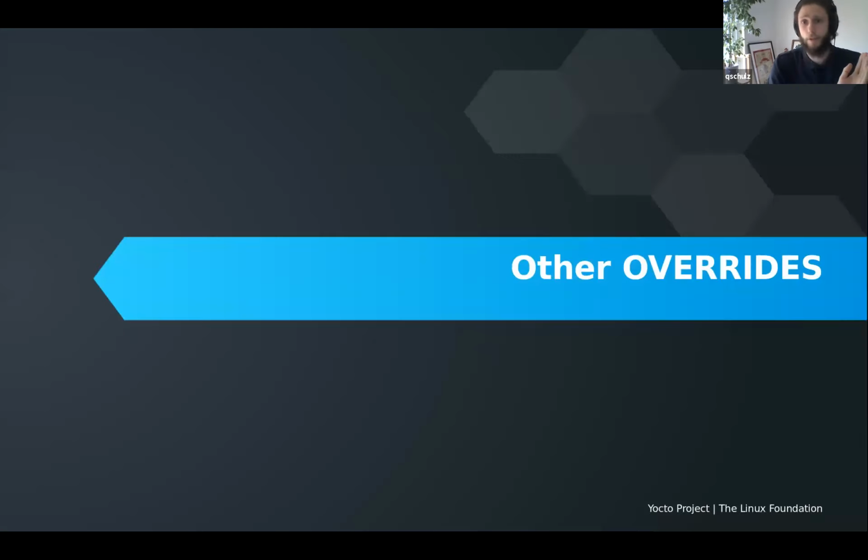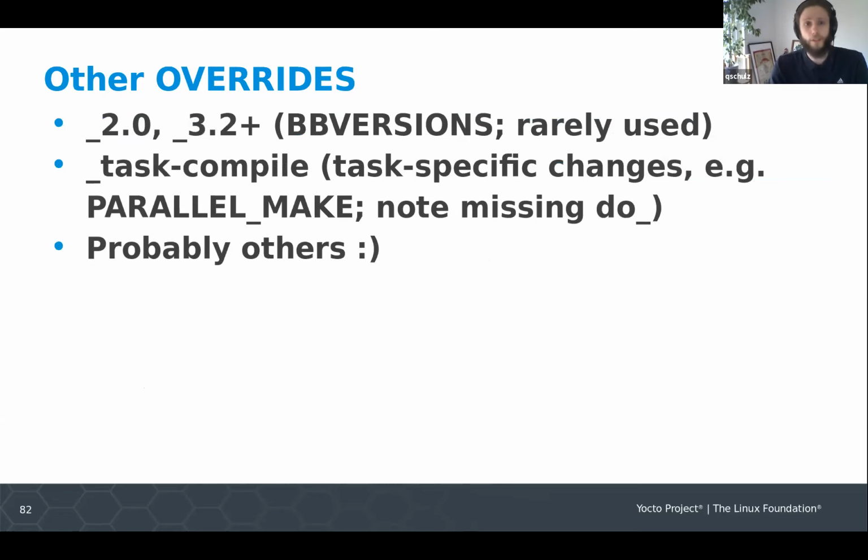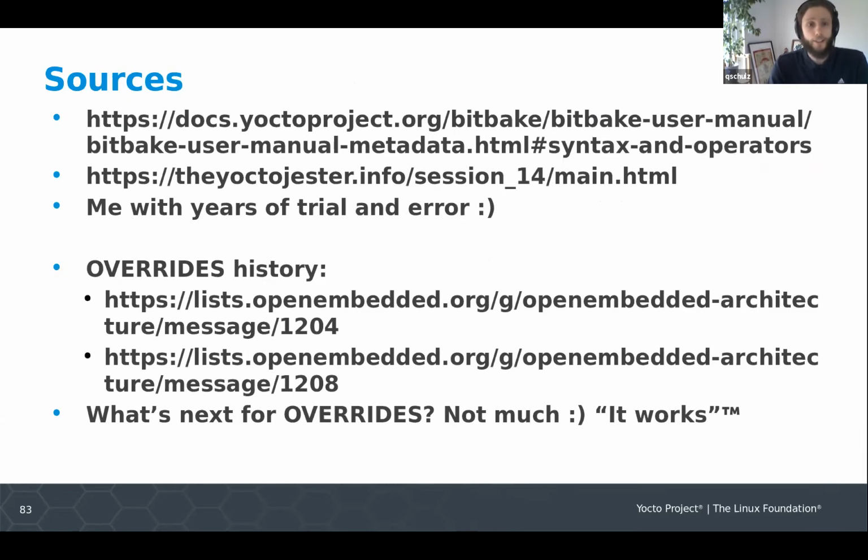All right, you have also other overrides. I don't have much time to go through it. So you have package name, you have the class native variants, libc, the distro, multilib. Then you have also some rarely used thingies. All right, so here are the sources, and I was supposed to talk about the history of overrides. I don't have the time, so here are the two messages you can look at to understand where it comes from and what it was about.